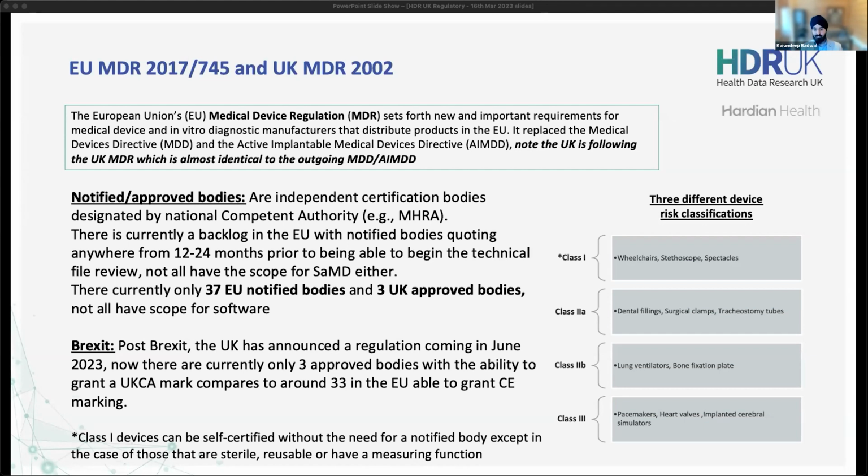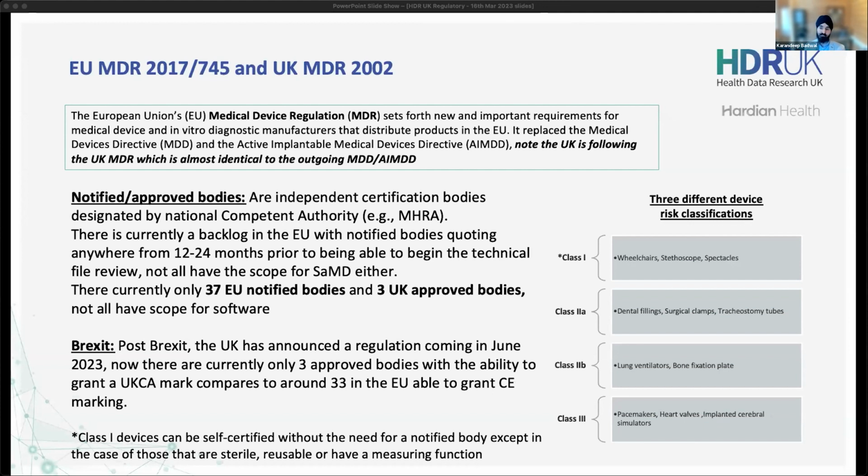Now, in terms of risk classifications, we have class 1, class 2A, class 2B, and class 3. I've not put software here, and I've done that on purpose because you can quite clearly see what the differences are with medical device risk classification. So under Rule 11 EU MDR, nearly every software device that you come across can be minimum class 2A. So you're going to be paired up against things like dental fillings, surgical clamps, tubes, etc.